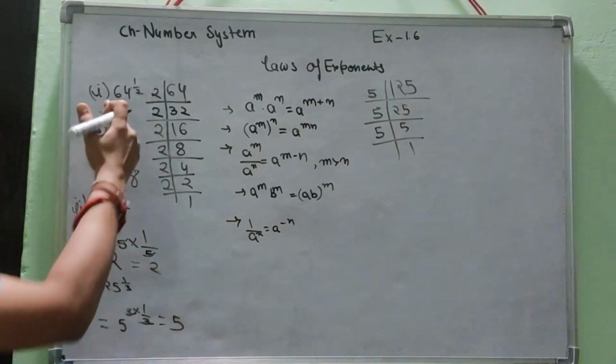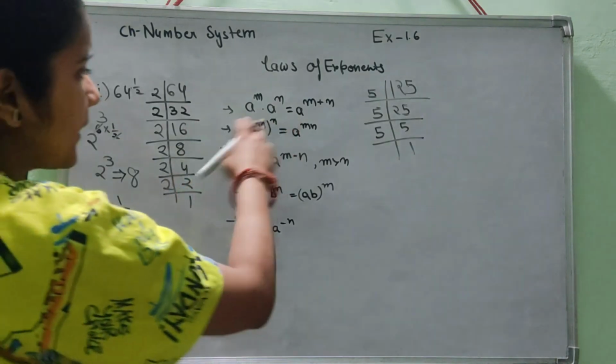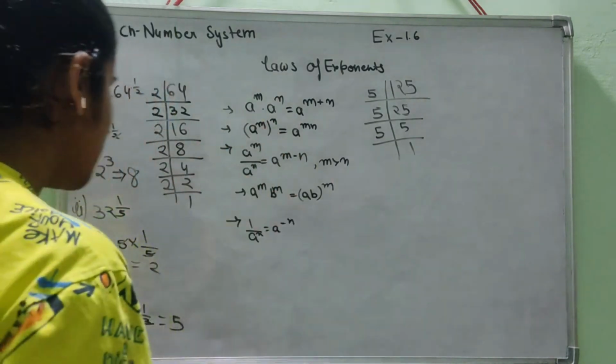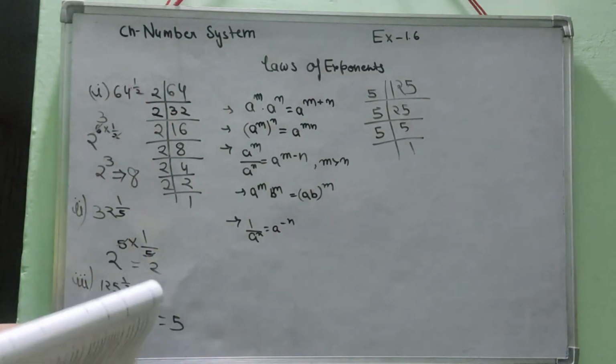In all three, which property have we been using till now? The second one. Getting my point? Now coming to the next question.